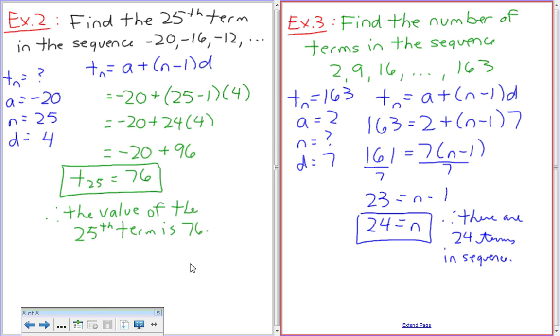Okay, the question was, why can't you divide by 7 first? What's wrong with dividing by 7 on the very first line? Because what's going to happen is, you have to divide every term. You're going to divide this term, and this term, and this term. So this would be 163 over 7 equals 2 over 7, plus n minus 1. So it'll still work, but you've got to remember to divide that 2 as well. Okay? All right, one last question, then we'll stop here.